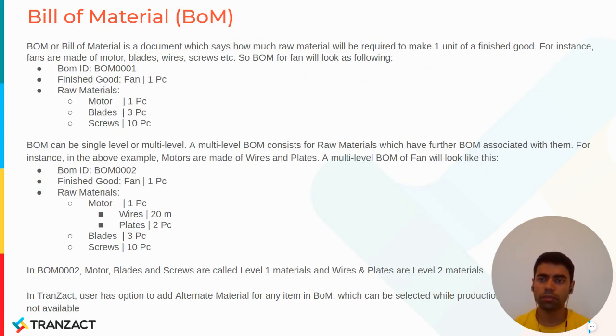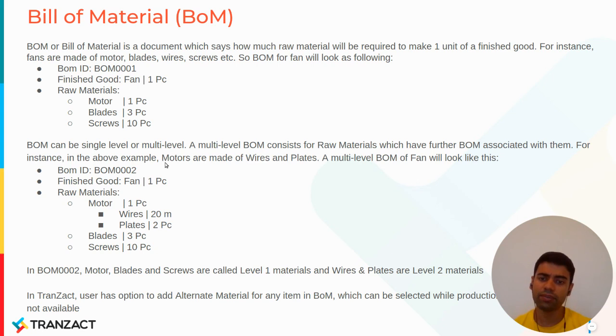Okay, now let us talk about bill of material or BOM. This is a word you will frequently hear from people working in production modules. Bill of material is essentially a document that tells how much quantity of each raw material is required to produce a finished good. For example, over here the finished good is fan, and for making one piece of fan, you will require one motor, 3 blades and 10 screws. This is called a BOM, this document defining how much raw material is required to make a fan.